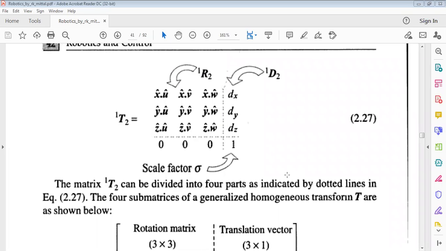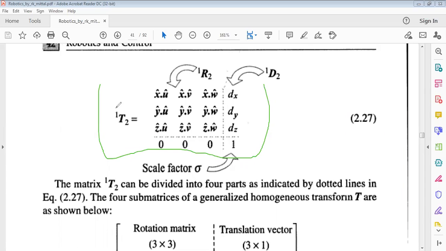Okay, good morning to my dear students. So previously we have discussed the transformation matrix of two coordinate frames. So this is a transformation matrix. We have discussed it in the last class, which is very, very important to know the position and orientation of a coordinate frame with respect to another frame.